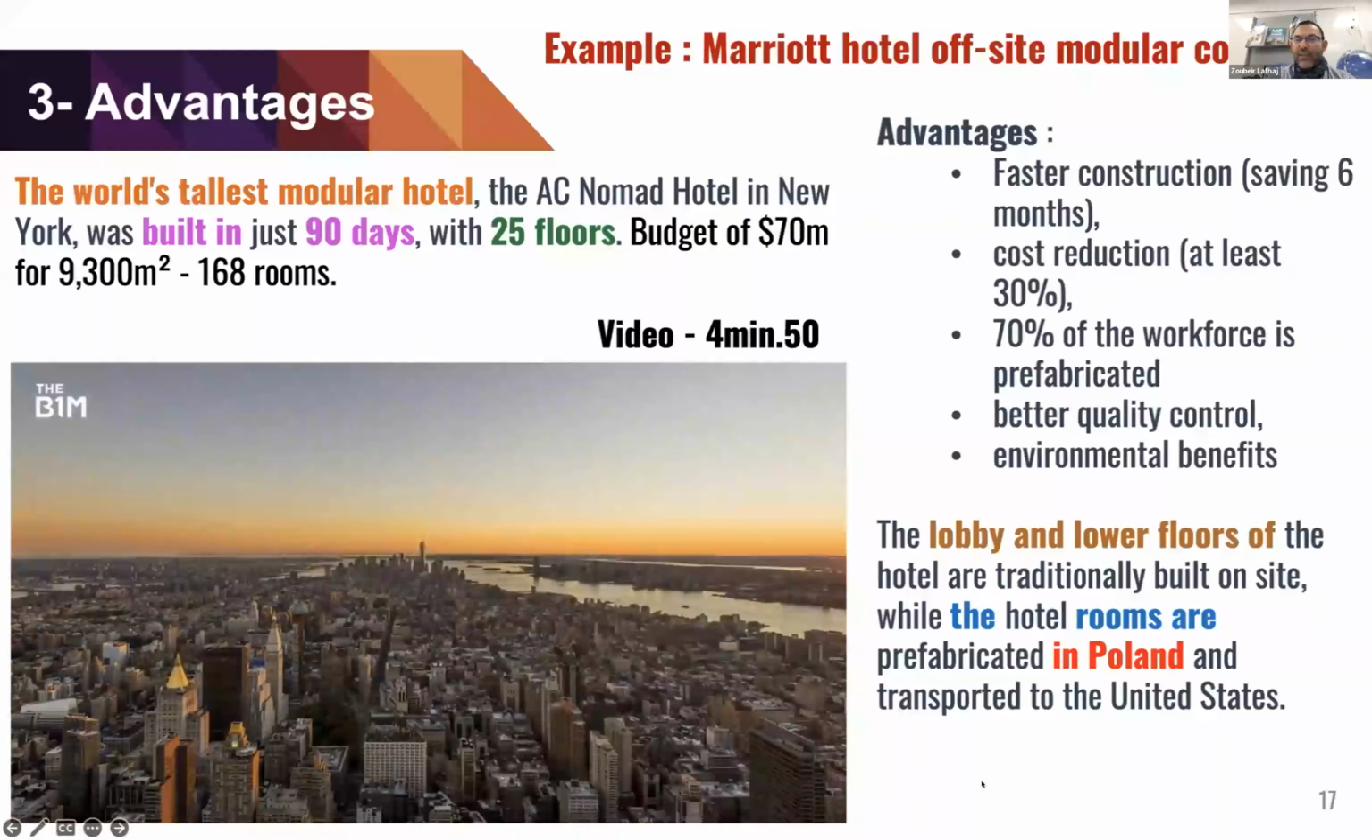As you see, the advantages: faster construction, saving more than 6 months; 30% at least as cost reduction; 70% of the work force is prefabricated. The lobby and lower floors of the hotel are traditionally built on site. And this is a really, really impressive example.